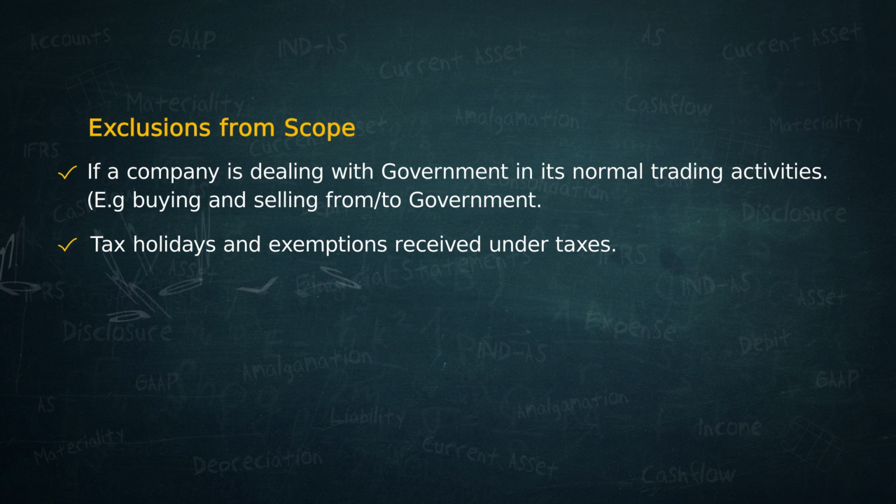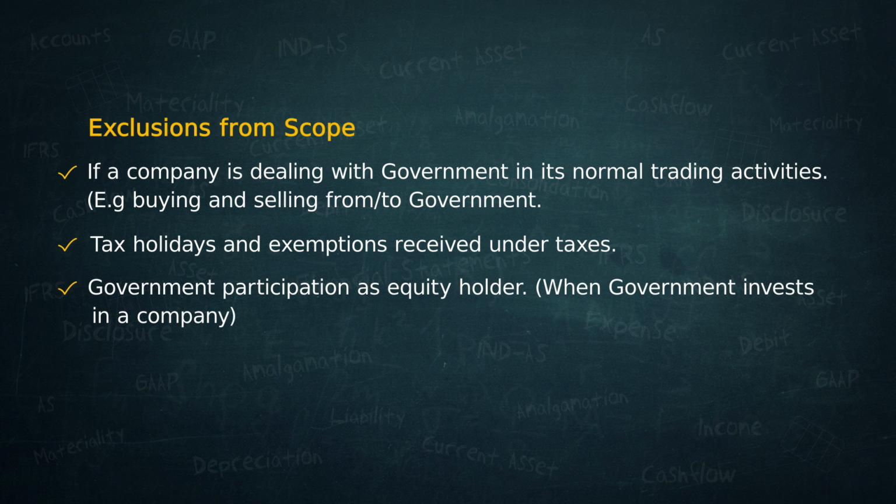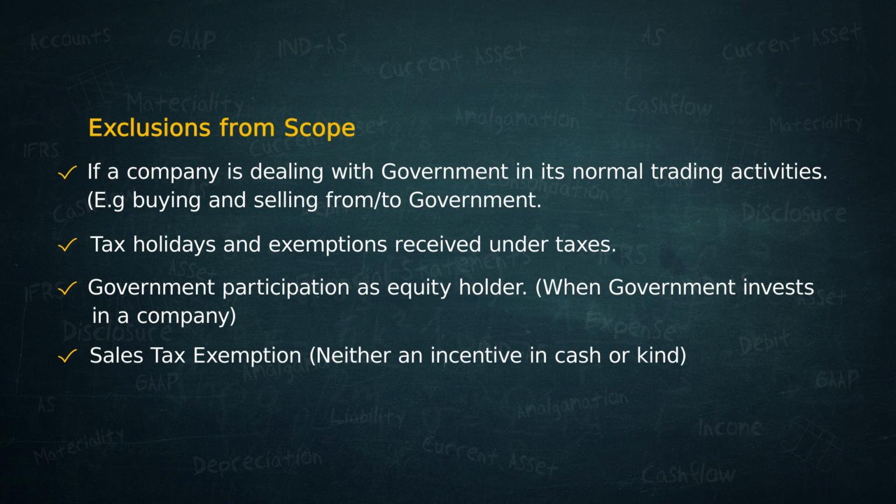Government participation as equity holder. So basically in your company, if government is an equity investor, that is also outside the discussion of this particular accounting standard. Also, sales tax exemption is neither an incentive in cash nor an incentive in kind. So sales tax exemption is also not covered by accounting standard 12.